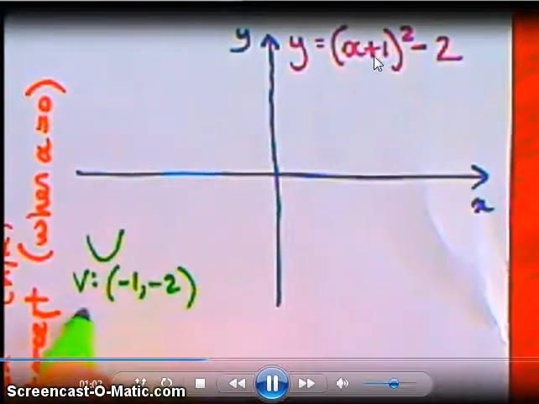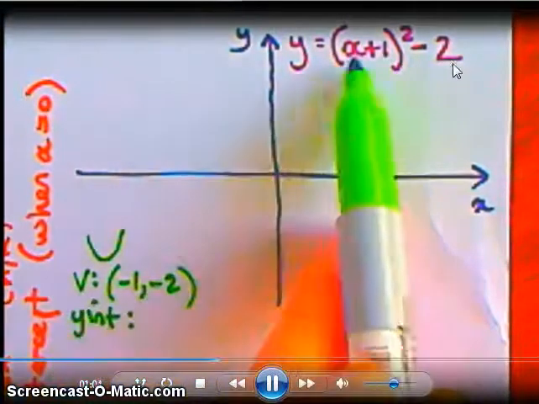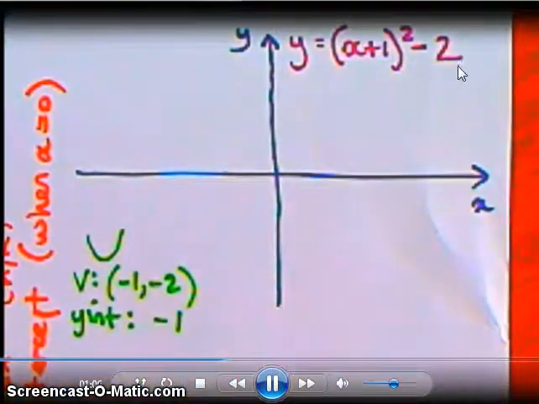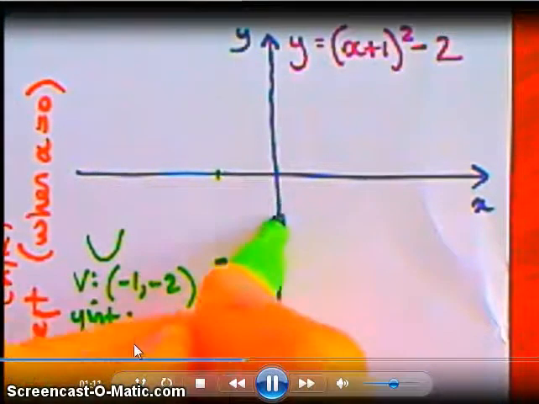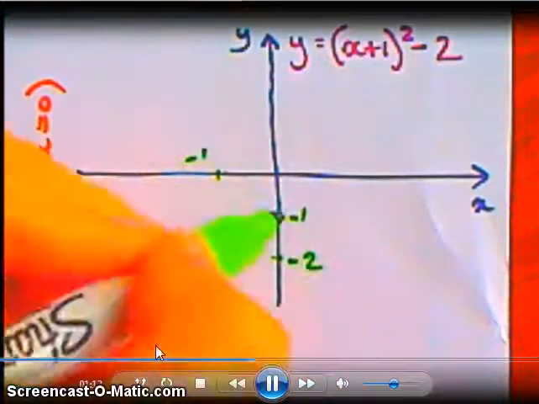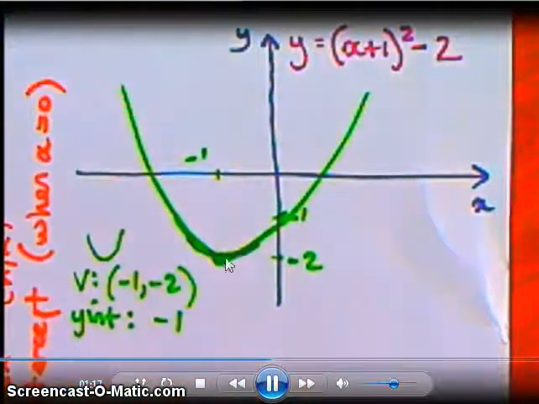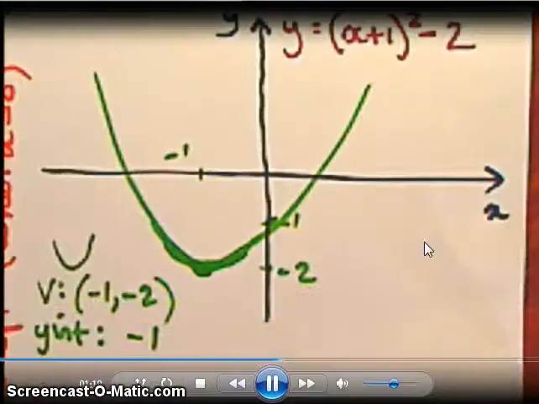What is the vertex? We read straight off. It's going to be minus 1, minus 2. Opposite sign, same sign. The y-intercept, when x is 0, cover this up, we get 1 squared minus 2, which is minus 1. On your graph, mark on the vertex, mark on your y-intercept, get the general shape, and then you're done.